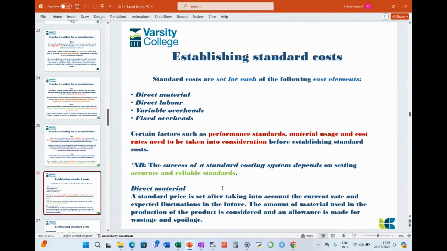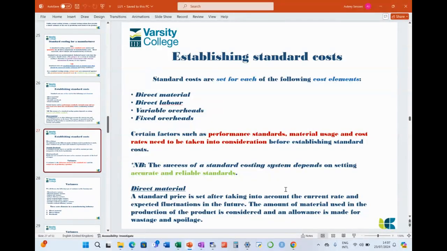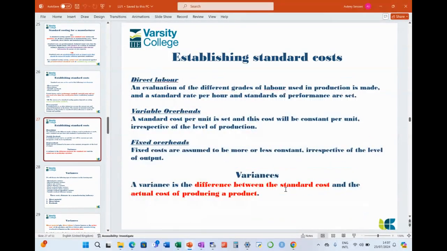Very important. The success of a standard costing system depends on setting accurate and reliable standards. In other words, having a variance that's not too far off. The closer it is to reality, the more successful we can determine our standard costing system. I will not touch on all of these. I think some of these things we will see practically.